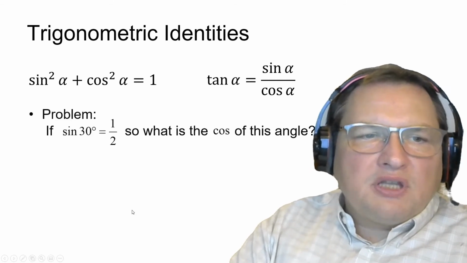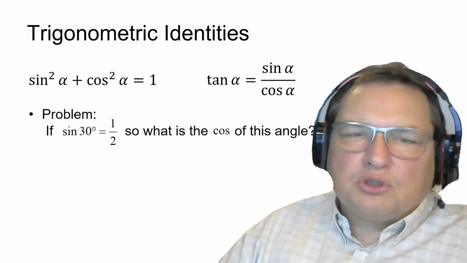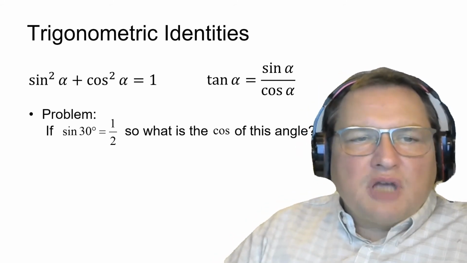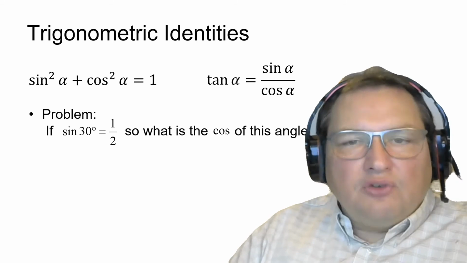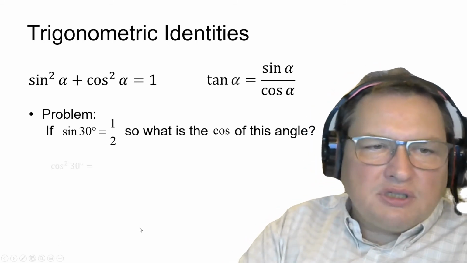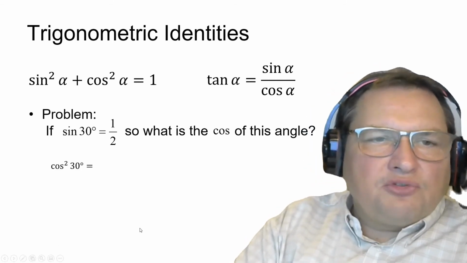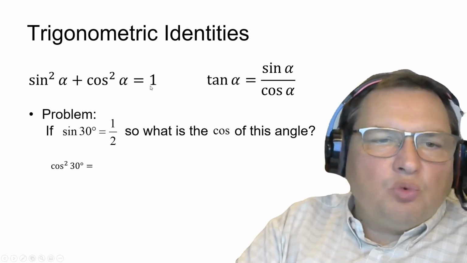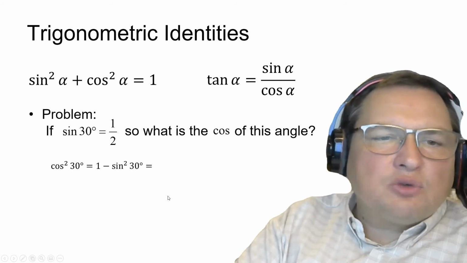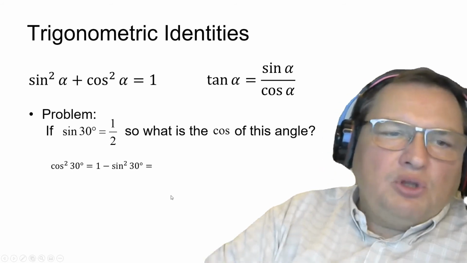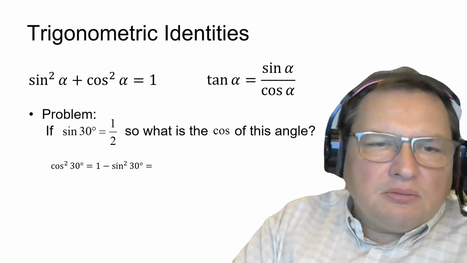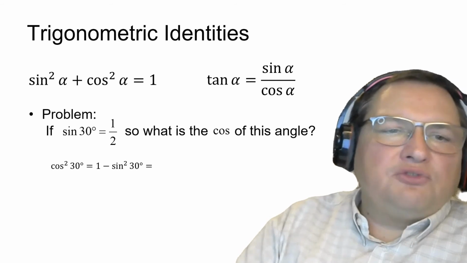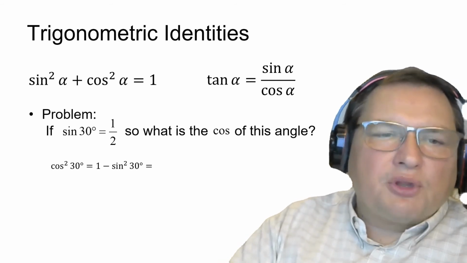An example of a problem which can typically appear in in-class tests: if sine of 30 degrees is half, what is the cosine of the same angle? And the solution is as follows. Cosine squared of 30 degrees, from the trigonometrical identity, must be 1 minus sine squared alpha. We know the value of sine 30 degrees. It's half, 1 over 2.